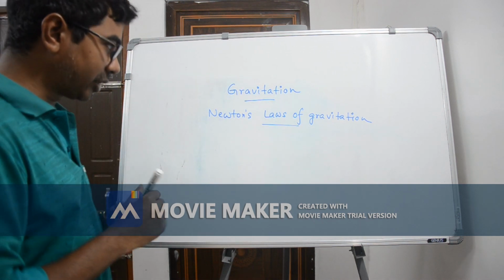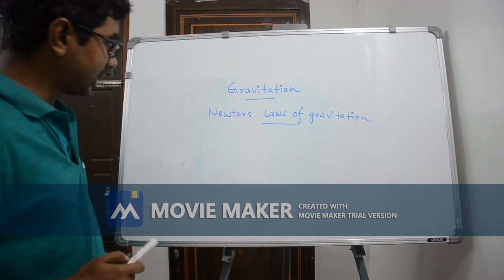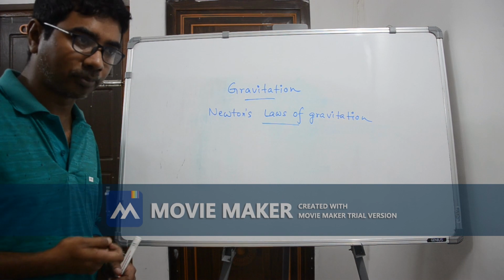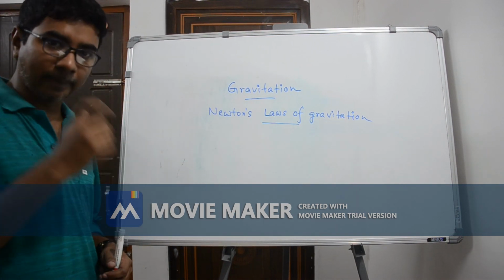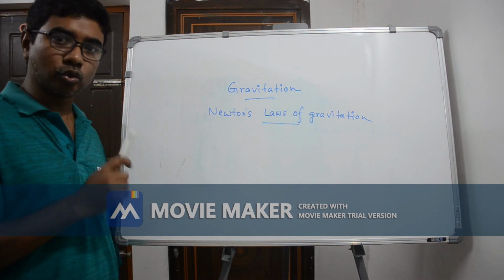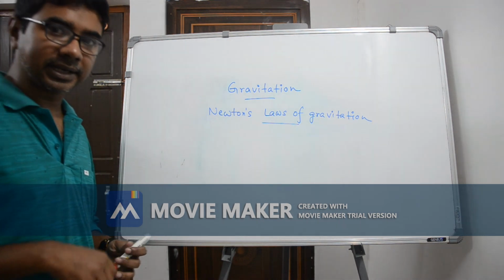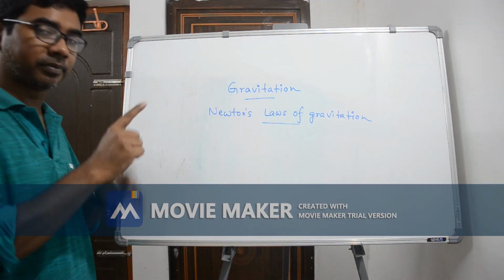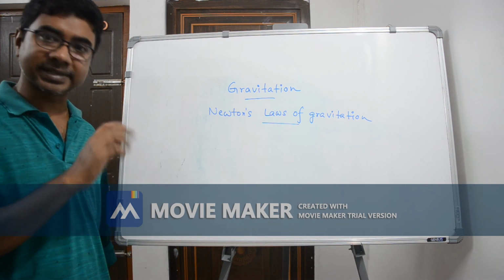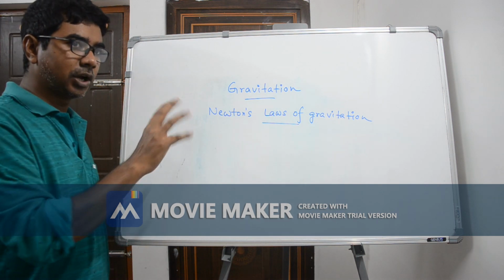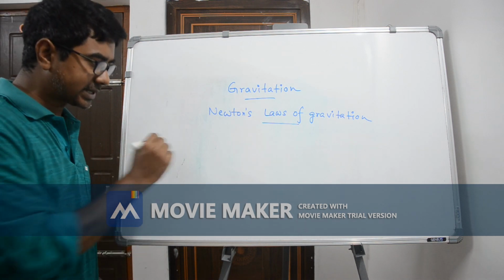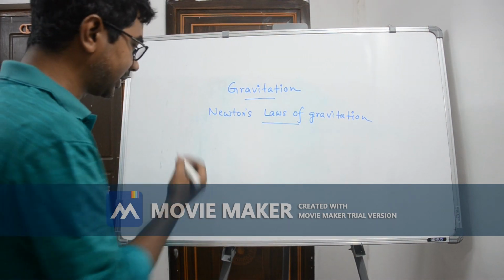Newton's laws of gravitation first of all say that the force of attraction between any two masses, particularly point objects, has a magnitude directly proportional to the product of the two masses of those two objects, and inversely proportional to the square of the distance between those two objects, as simple as that. This is probably something we have already studied during our plus 2 course. So let's discuss this in a little bit mathematical form.